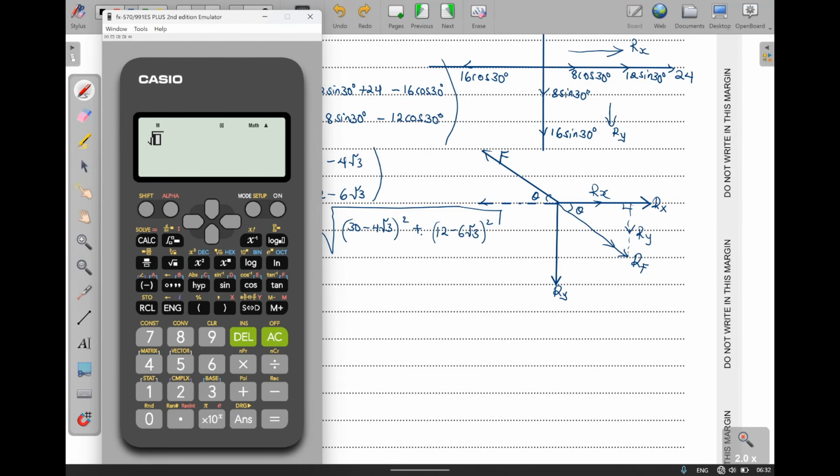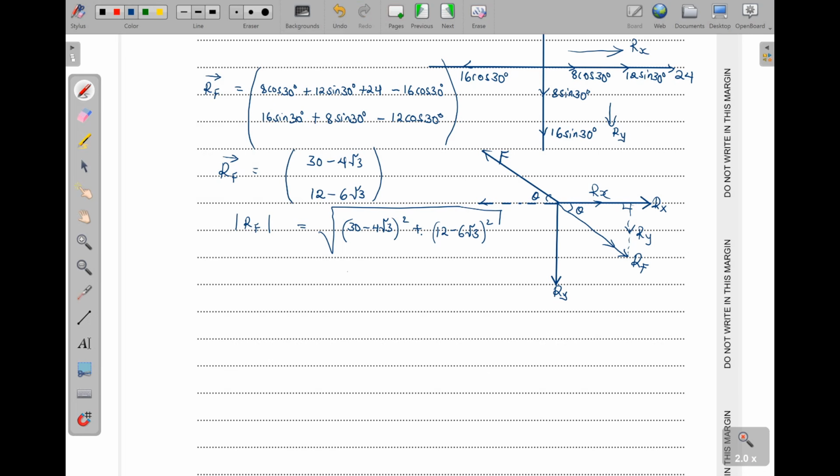All right. Then from there, I can just put each and everything in the calculator here. We are going to put the square root of 30 minus 4 root 3, bracket squared plus 12 minus 6 root 3 squared. Then that is 23.1. So I'm just going to take it to 3 significant figures. This one is going to be 23.1 newtons. Then let's find now the direction. So this one is to a certain angle here, that is the one we want to find.